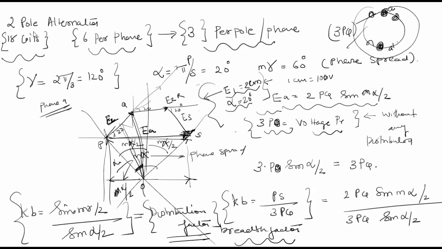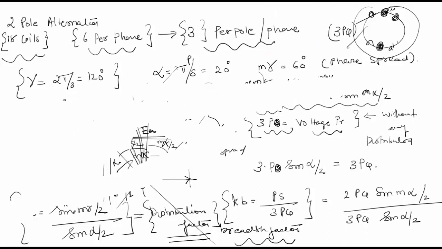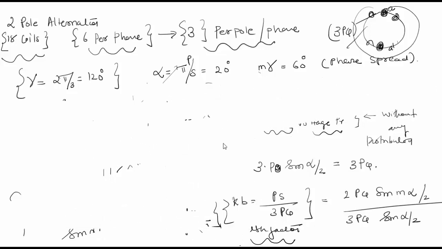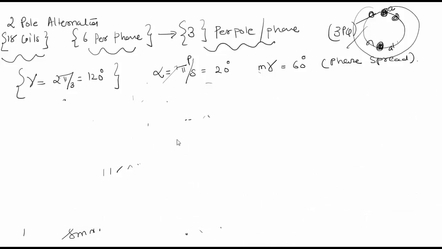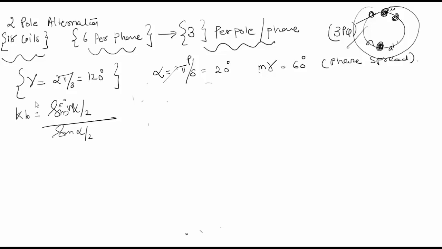So I have found, if I am erasing all this, what I have found is my breadth factor now. Breadth factor KB is equal to sine of m alpha by 2 divided by sine of alpha by 2.